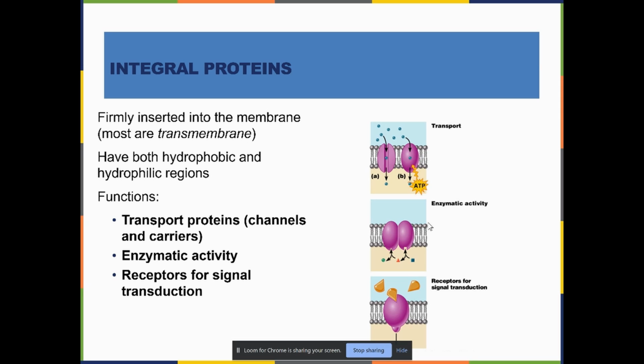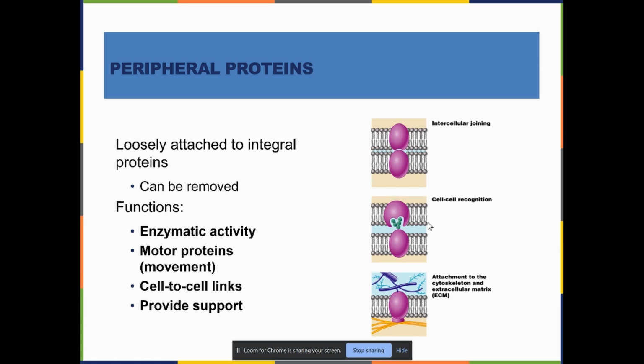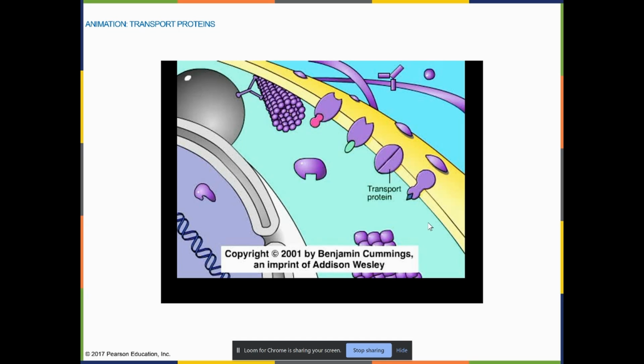A lot of these integral proteins have areas that are hydrophobic and hydrophilic, so they can fit very snugly in the plasma membrane. There's also peripheral proteins. These are usually going to be focusing on whether or not the cell is holding on to something, so they definitely function in intercellular joining, cell-to-cell recognition, and also helping both cytoskeletal elements and extracellular matrix parts hold or attach themselves to different parts of the cell or things that are nearby.